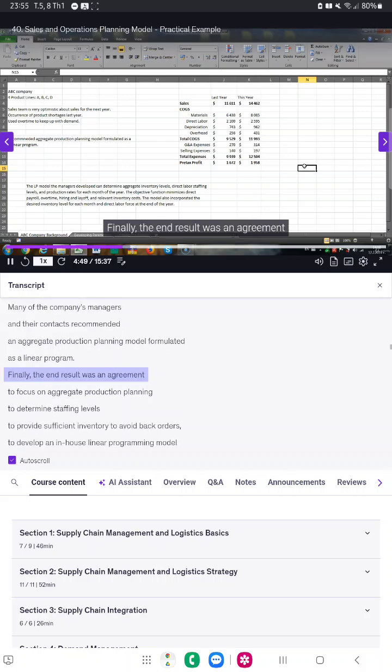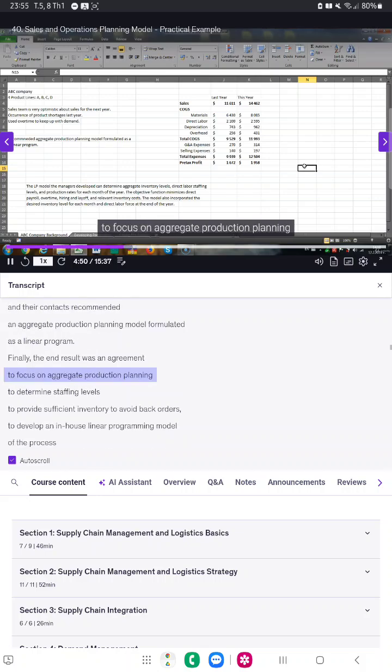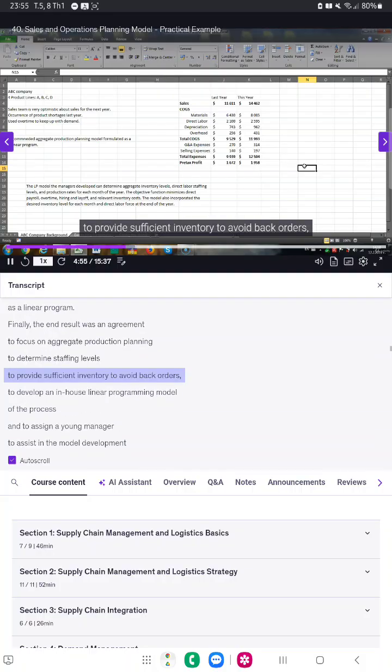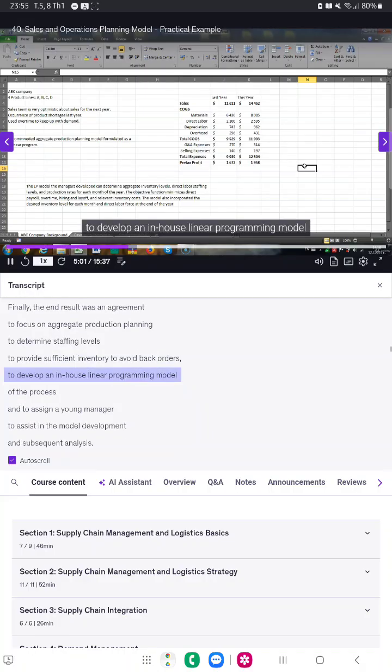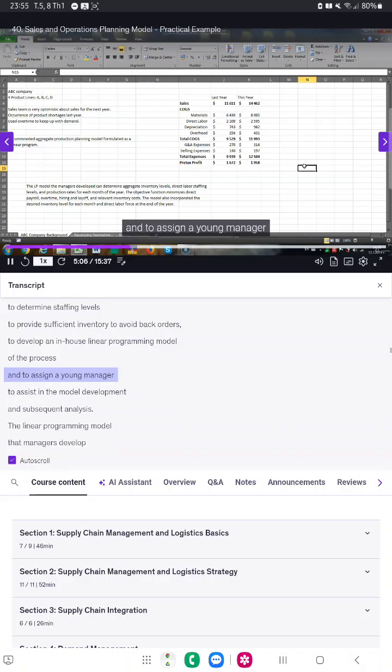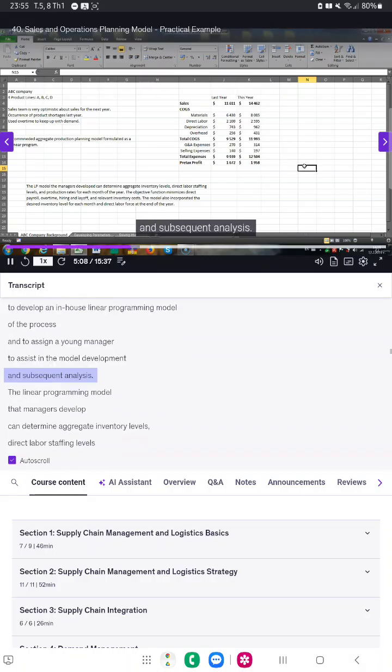Finally, the end result was an agreement to focus on aggregate production planning to determine staffing levels, to provide sufficient inventory to avoid back orders, to develop an in-house linear programming model of the process, and to assign a young manager to assist in the model development and subsequent analysis.